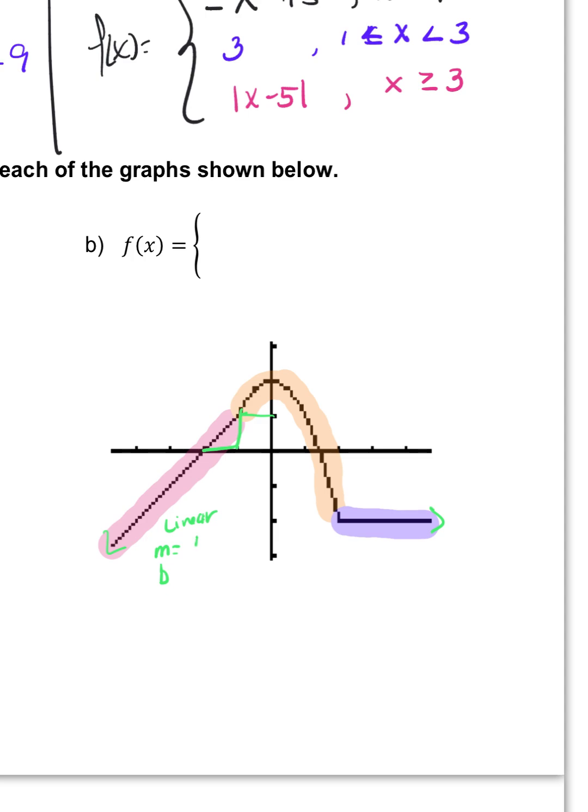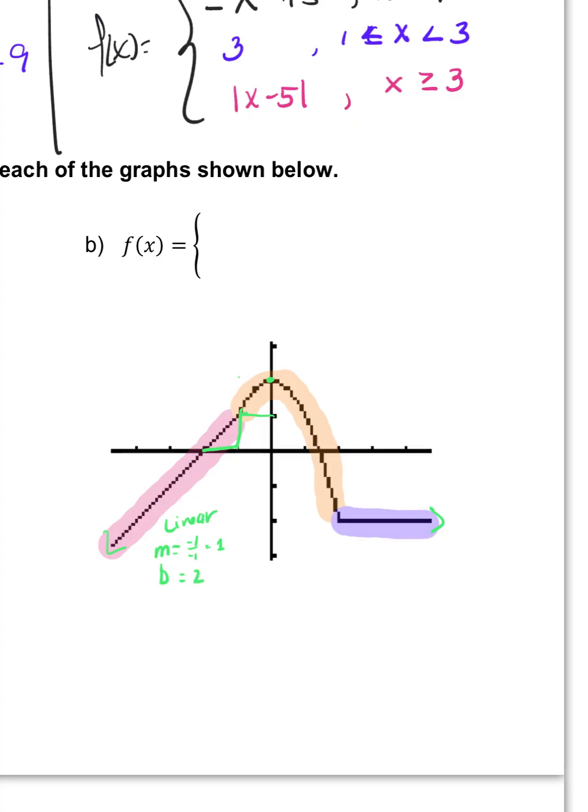So that means -1 over -1, so the slope is just 1. If we have the y-intercept, if you were to keep drawing this and we know the slope is 1, that means we go up 1 over 1. We wind up here at b equals 2.